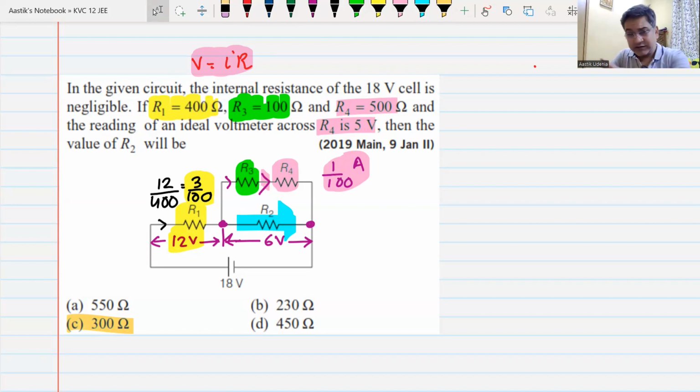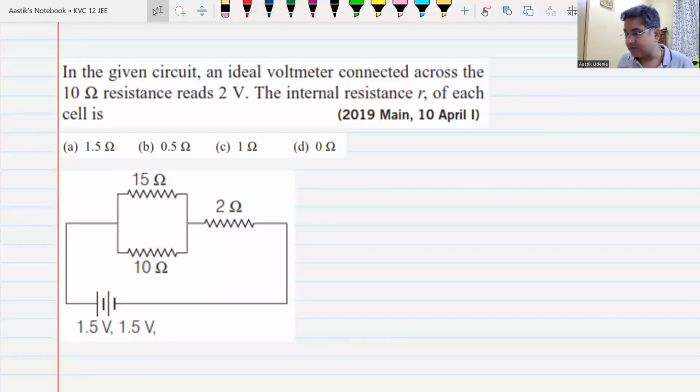I'll give you 2 minutes to understand. If you have any doubt, please ask. And here comes the next question. I hope you can see it.